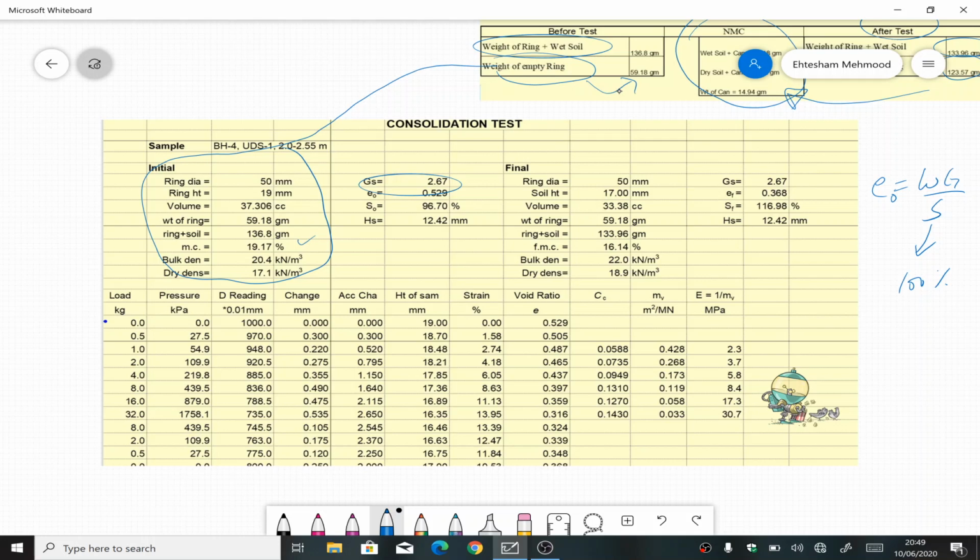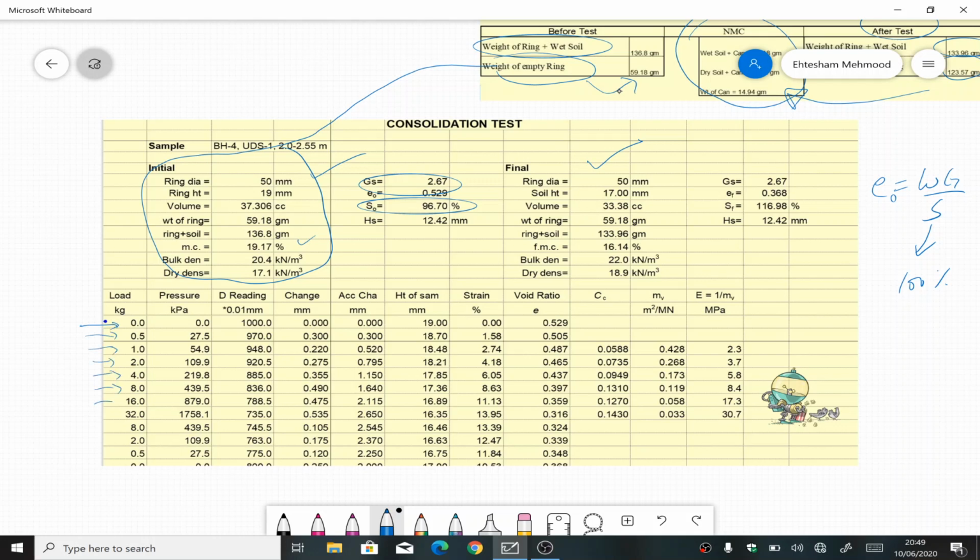Alright, so if you don't want to use the 100% saturation, you can also assume a value, or you can calculate the saturation and use that value. Okay, so these are the initial set of readings and then the final set of readings, and then this is the load increment that we applied.